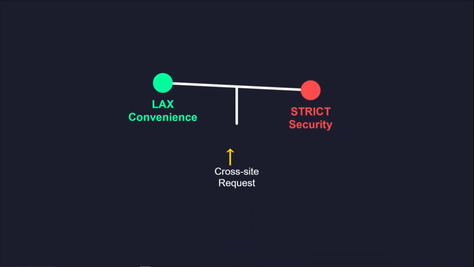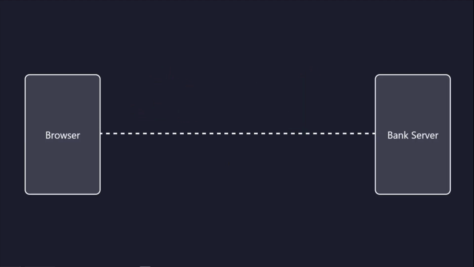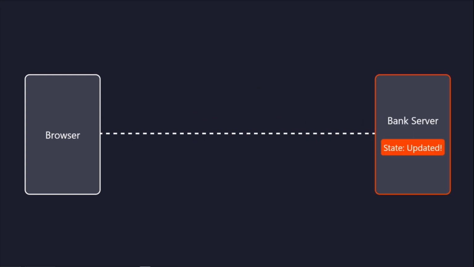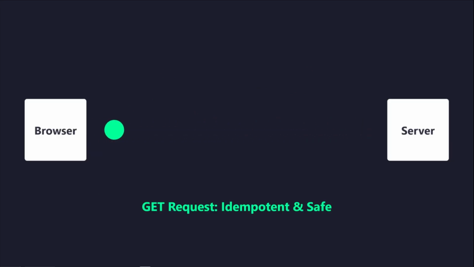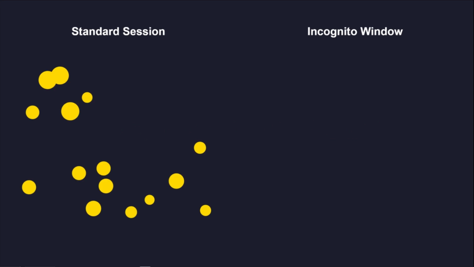Choosing between Strict and Lax involves balancing user convenience against the risk of state-changing cross-site requests. Remember that Lax still sends cookies on links and GET forms, which can still be exploited if state changes occur on GET. Ensure all GET requests are idempotent and do not modify data to prevent bypasses of the SameSite Lax protection. Always verify cookie behavior in incognito windows to avoid interference from existing sessions or cached headers during development.